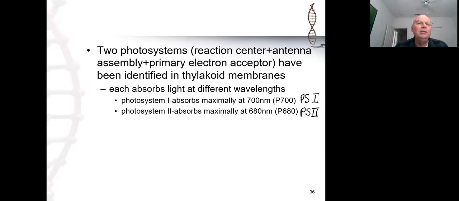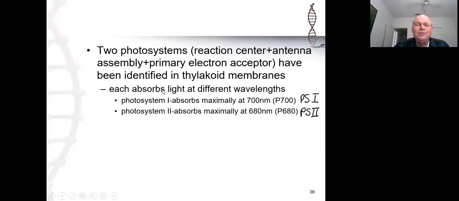That is how in plant sciences we refer to them. Instead of constantly talking about photosystem 1 and photosystem 2, we'd rather say PS1 and PS2. So this is all terminology that refers to the same thing.